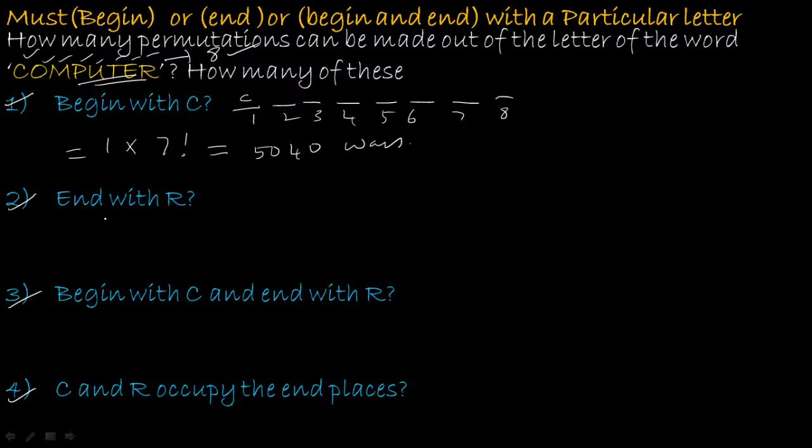Next, if it ends with R, the same procedure. Since it is an 8 letter word, 1, 2, 3, 4, 5, 6, 7, 8, the 8th position you have R. 1, 2, 3, 4, 5, 6, 7.